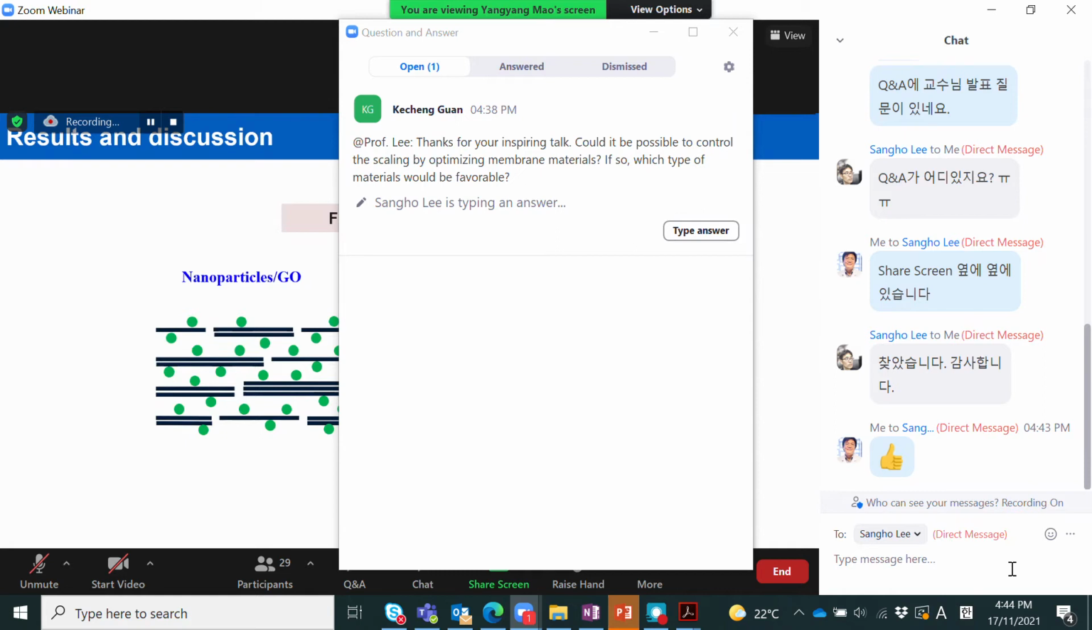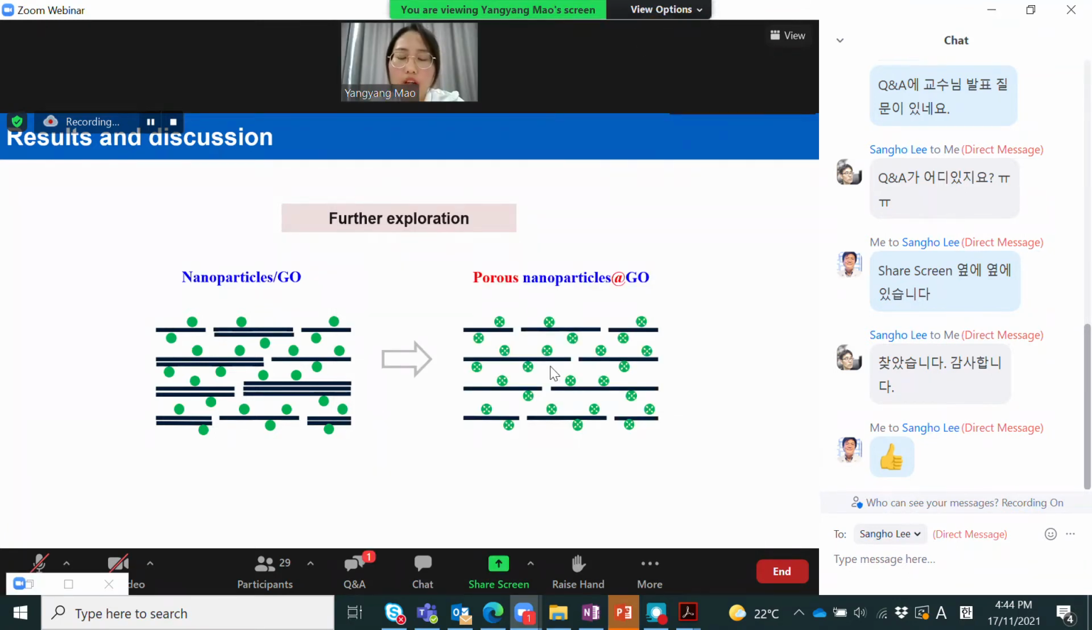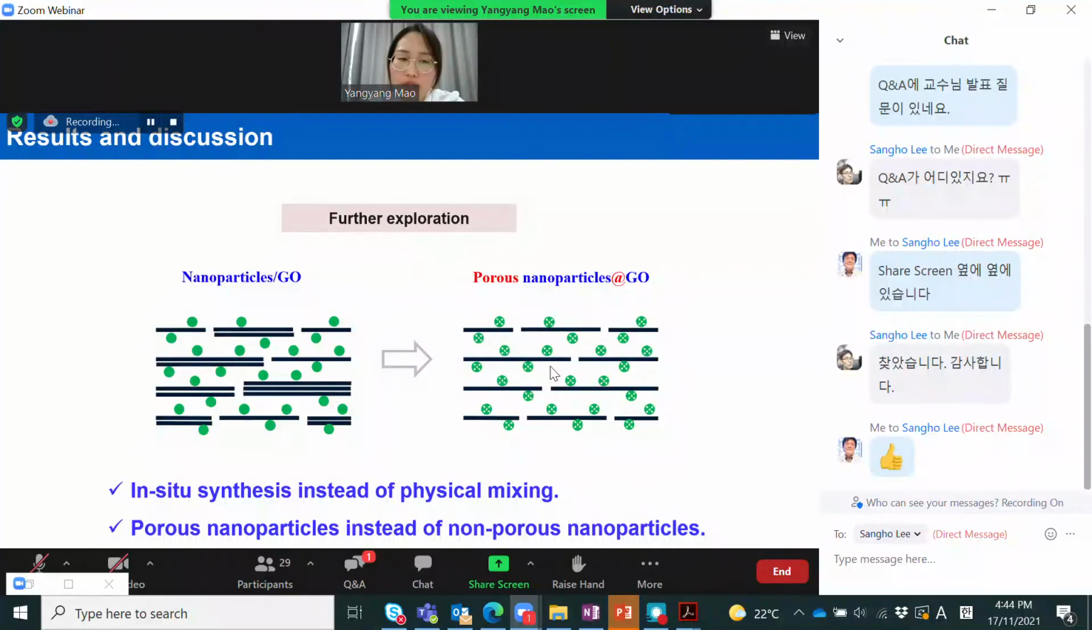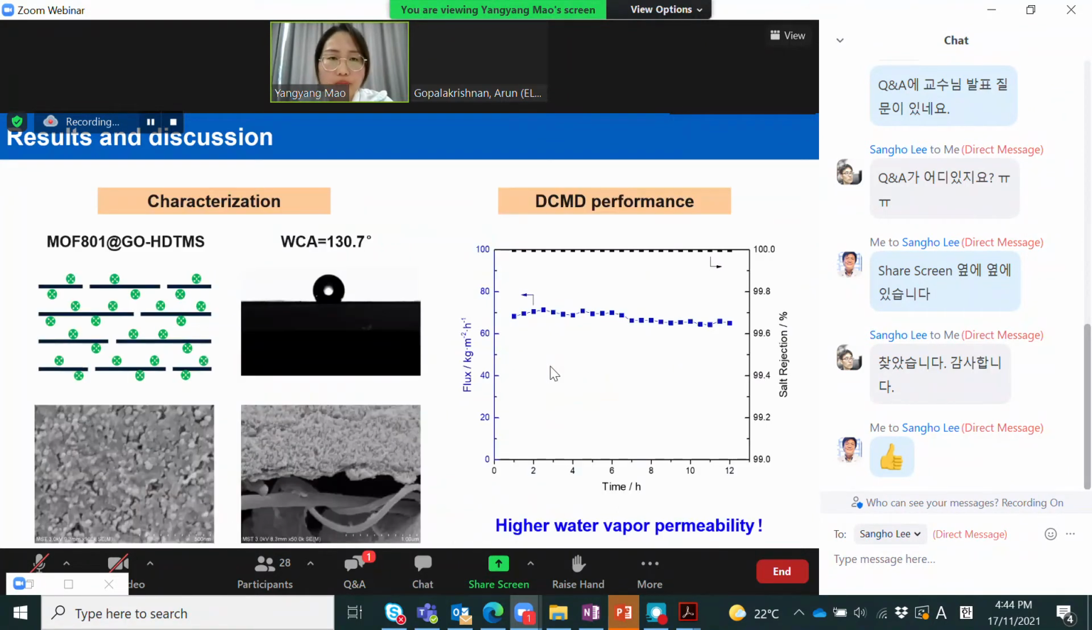For further exploration, in our previous work, we have chosen nanoparticles to integrate with the GO nanosheets. However, how about we use in situ synthesis instead of physical mixing, and use porous nanoparticles instead of non-porous nanoparticles? And will this method lead to a higher water permeable flux?